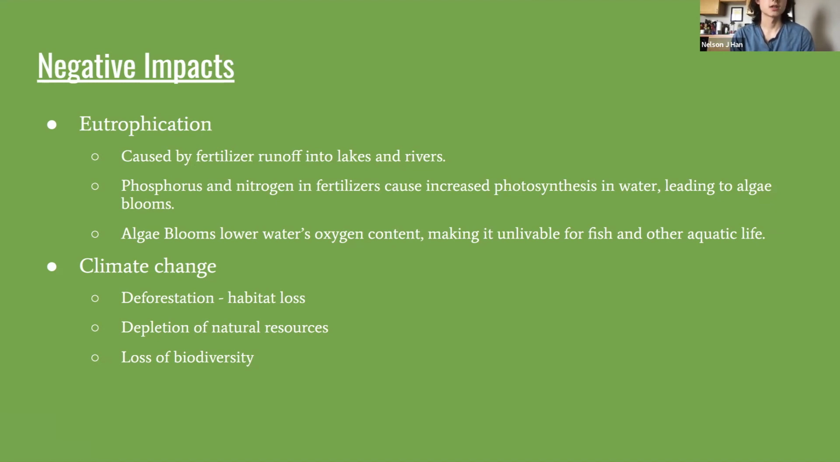And what this does is it actually deoxygenates the water, making it impossible for fish and other aquatic life to survive. In addition to the nutrients that enter the water, other harmful chemicals enter the water, making it unsafe for human consumption and also not safe to swim in.